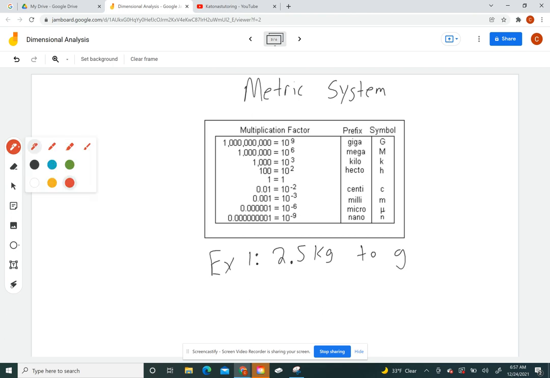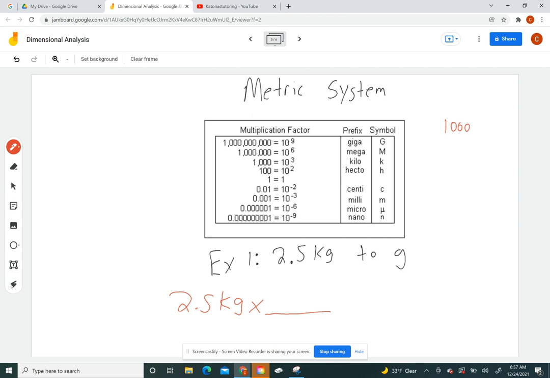Now, in this problem, it wants us to go from 2.5 kilograms to grams. So we're going to do the same thing like we've been doing. We're going to put our current value of 2.5 kilograms, and we are going to convert that to grams. So we have to find a conversion factor that relates kilograms to grams. So I know there are going to be 1,000 grams in 1 kilogram, right? Because kilo is 10 to the 3, which would just be 1,000. Because 10 to the 2 would be 100, 10 to the 3rd would be 1,000.